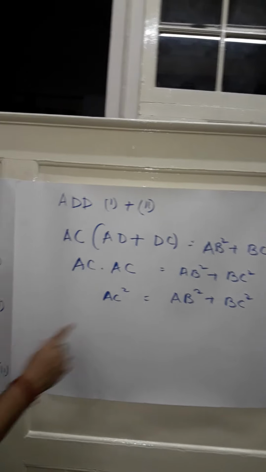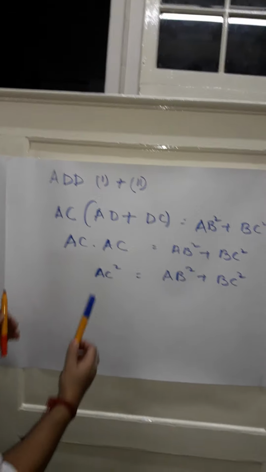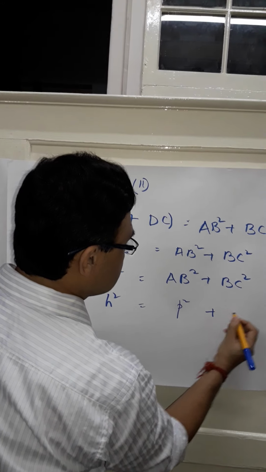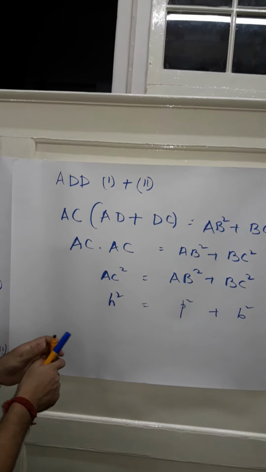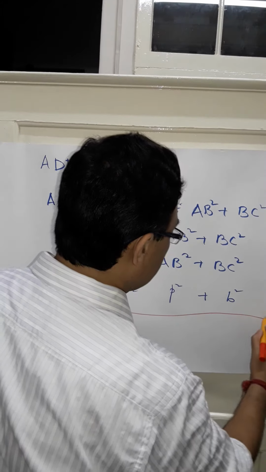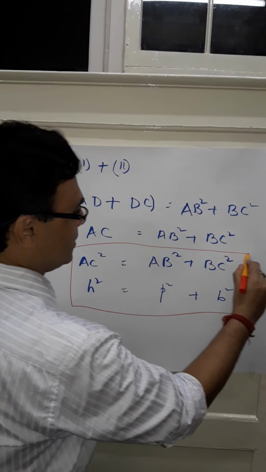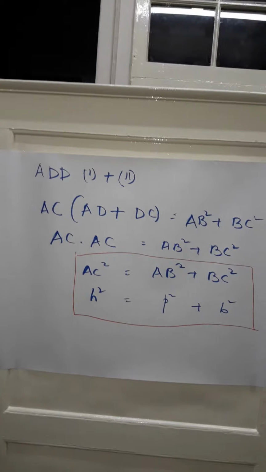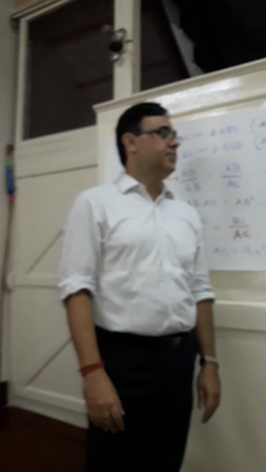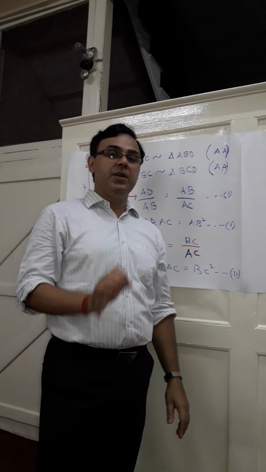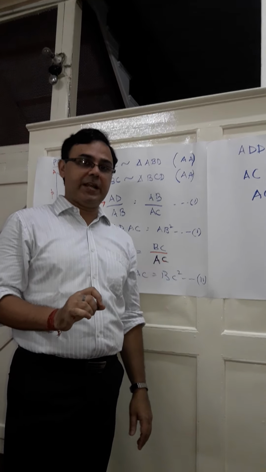Also we can write this as: AC is the hypotenuse, so hypotenuse square is equal to AB, the perpendicular, square plus base square. So here we have proved that the hypotenuse square is equal to the square of the perpendicular and the square of the base. So you can see that we have proved the Pythagoras theorem through a simple method of similarity of triangles.